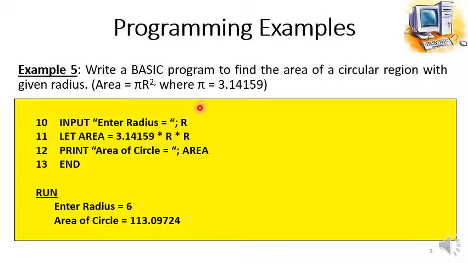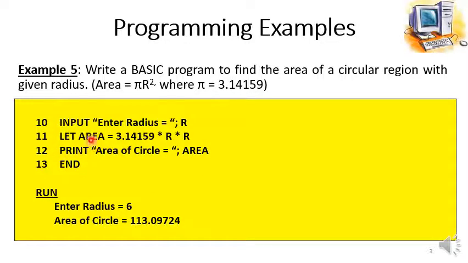3.14, which is the value of pi, multiplied by r, will be equal to r square. And then in the third statement, we are using the print statement to print the area of circle, and the value of this variable area will be printed.